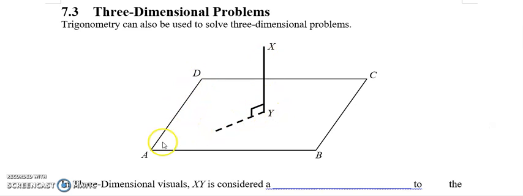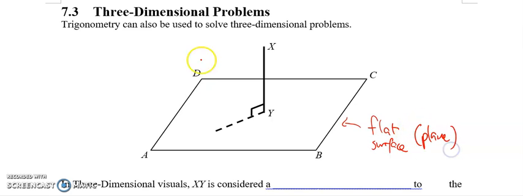Although this is printed on a 2D surface, we can tell that ABCD is a flat surface. A flat surface we call a plane. So this flat surface ABCD, which is technically called plane ABCD, has a vertical line XY. So this is our vertical. I hope you will be able to visualize XY. And this vertical line is perpendicular, forming a right angle with this plane.